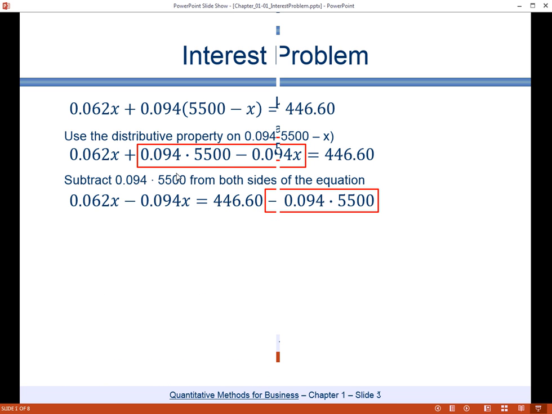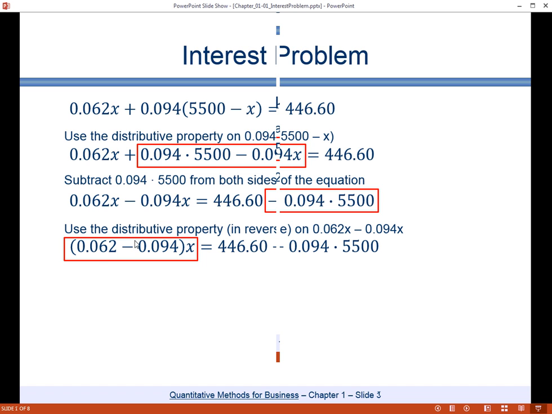Okay, so if we do that, the 0.094 times 5,500 goes away on this side of the equation, and we get a minus 0.094 times 5,500 on this side of the equation. So now on the left side we've got nothing but terms with x's in it, and on the right side we've got nothing but terms with constant values in it. So we want to use the distributive property again, this time in reverse, to pull the x out of these two pieces here and isolate it as just a single x.